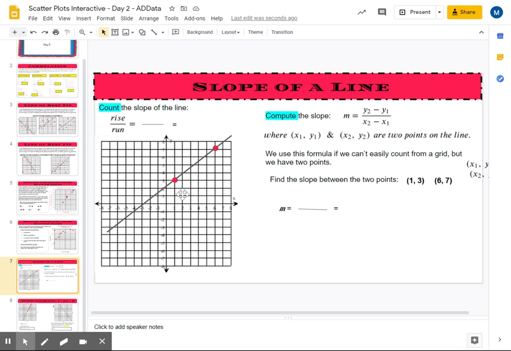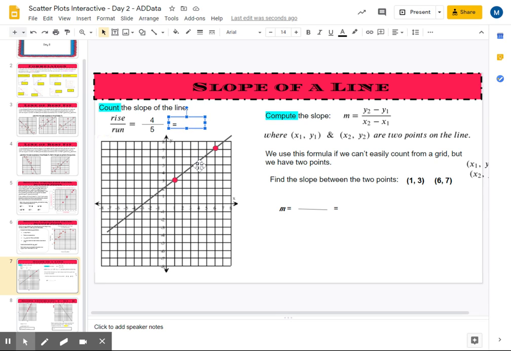Okay, so what you want to do when you count a slope is pick a point, any point, and count how far you have to go up and over to get to the next point. So I'm going to start here and I'm going to count up 1, 2, 3, 4, over 1, 2, 3, 4, 5. Okay, so there should be text boxes here. We're going to count up 4 over 5. That's the rise over the run.